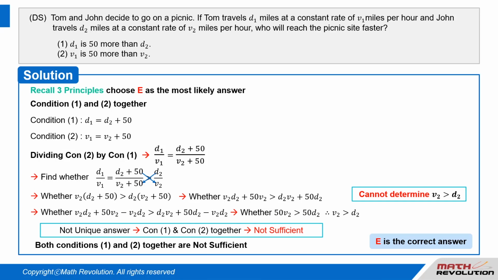When there are more than 4 variables in the question, it is most likely that E would be the answer. Therefore, always check both the conditions together to save time. Answer: E.